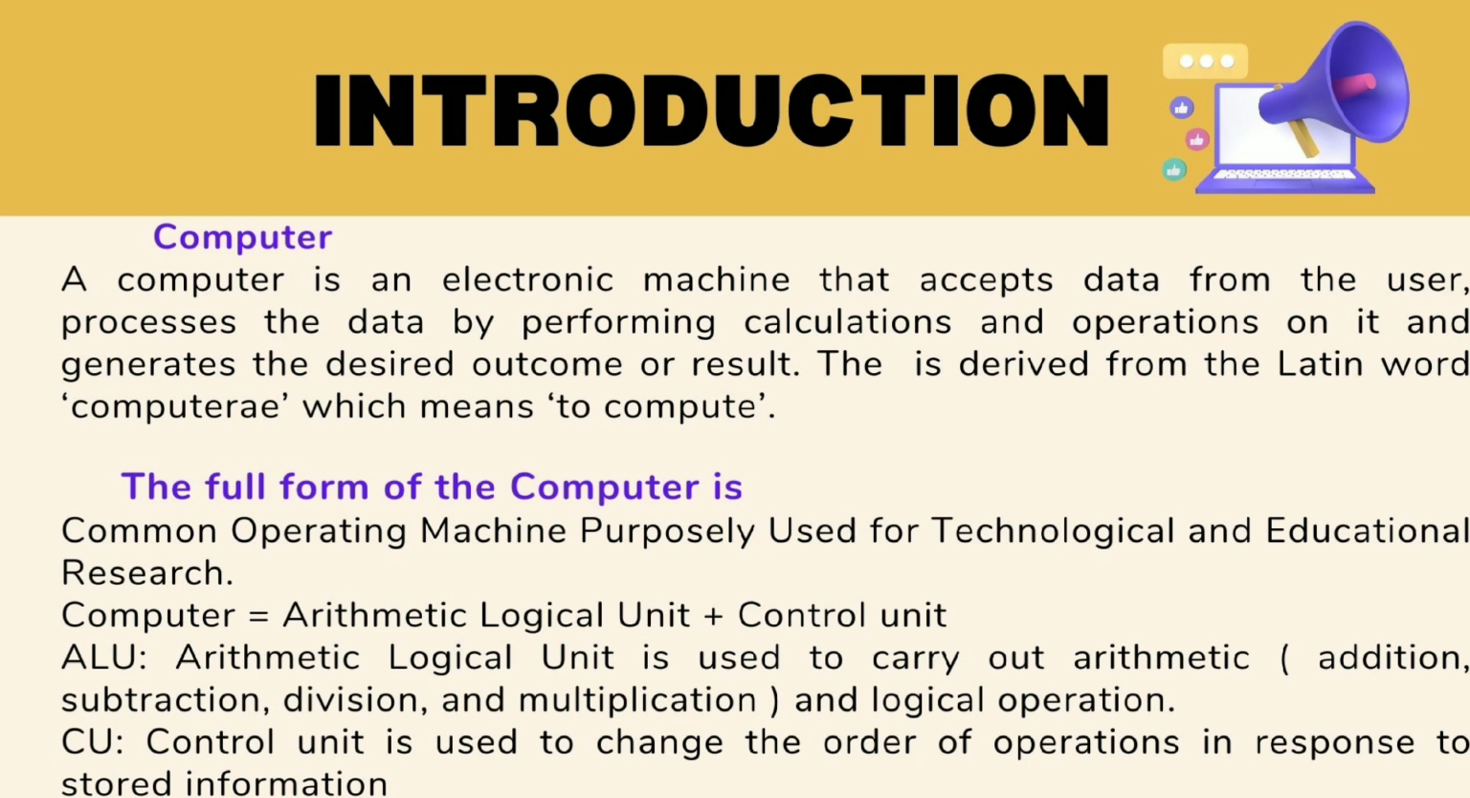The full form of computer is common operating machine purposely used for technological and educational research. Computer is equal to arithmetic logical unit plus control unit. ALU, arithmetic logical unit, is used to carry out arithmetic operations, addition, subtraction, division, and multiplication, and logical operations. CU, control unit, is used to change the order of operations in response to stored information.